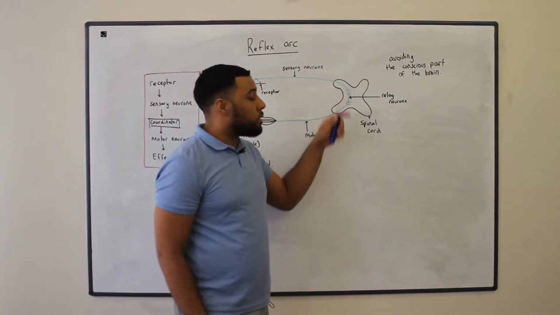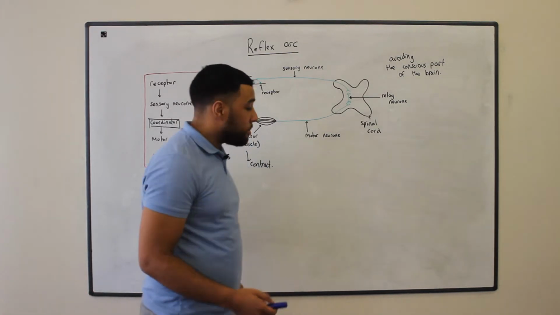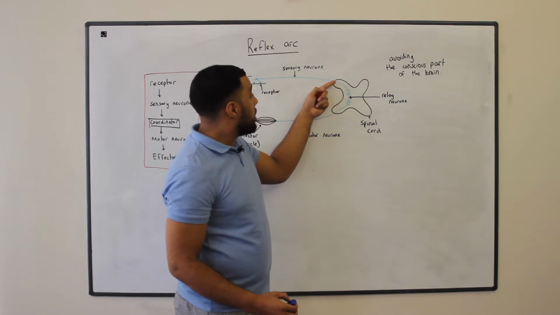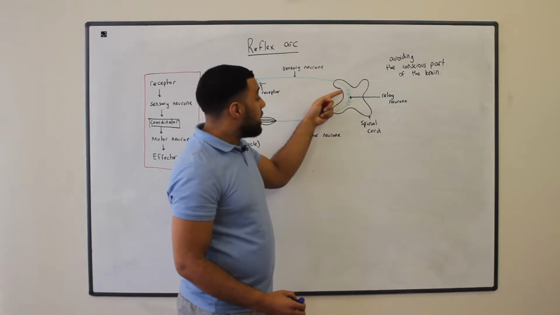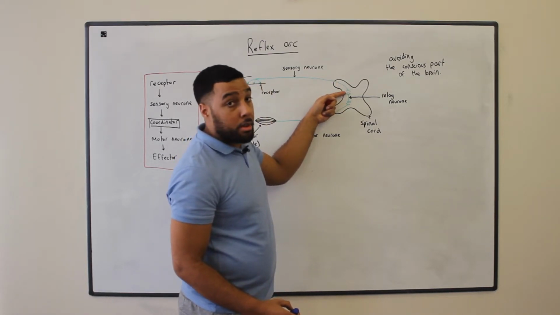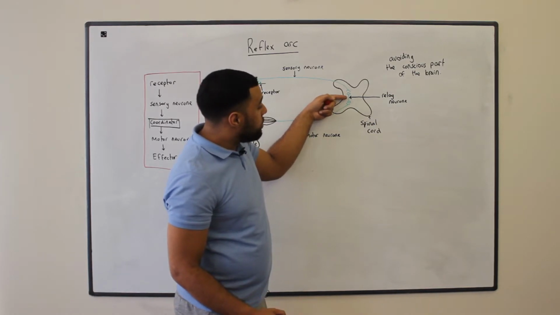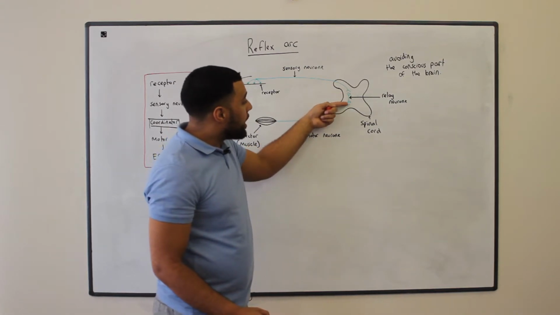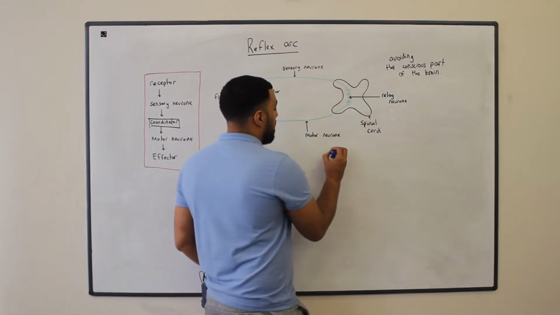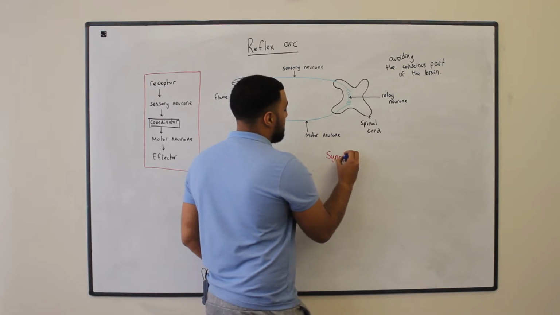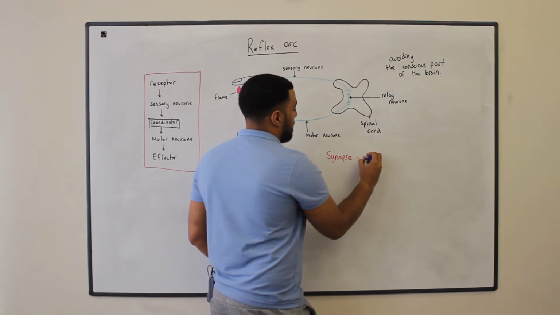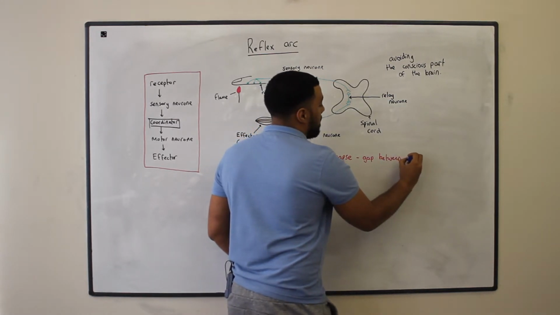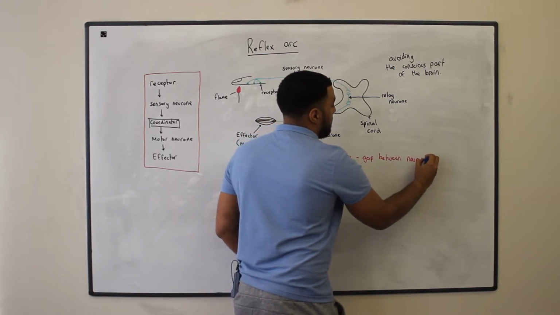But if we take a closer look at the relay neuron, you should be able to notice that between the relay neuron and the sensory neuron, there is a very small gap. There's also a gap between the relay neuron and the motor neuron. This small gap is called a synapse. And it's just a gap between neurons.